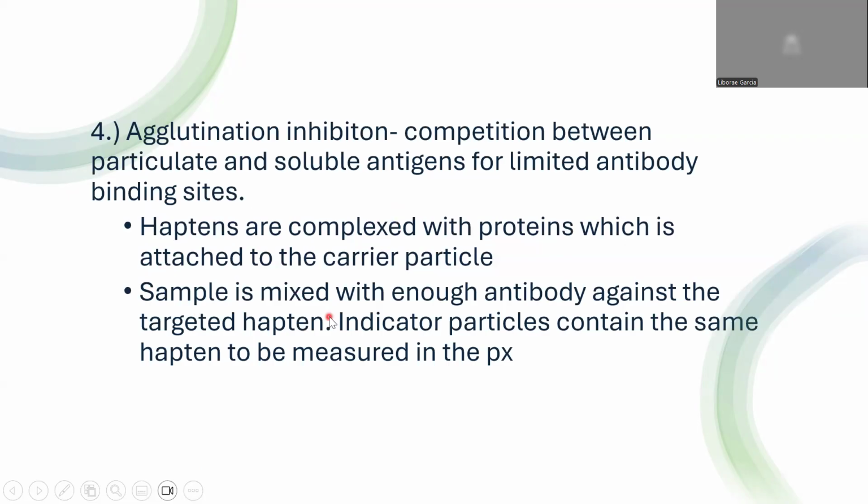So here, the sample is mixed with enough antibody against the targeted hapten. Indicator particles contain the same hapten to be measured in the patient. So for example, what is used here would be your drugs, your cocaine and your heroin determination.